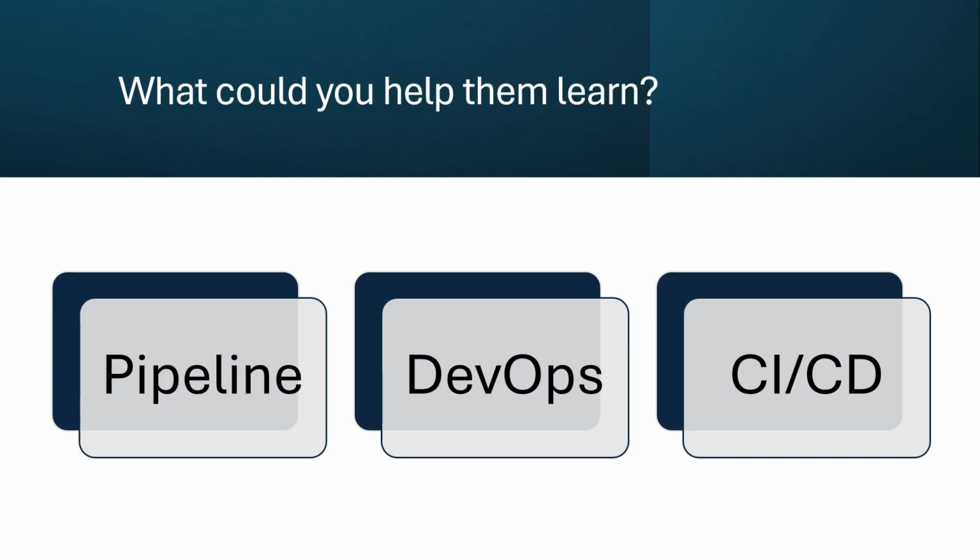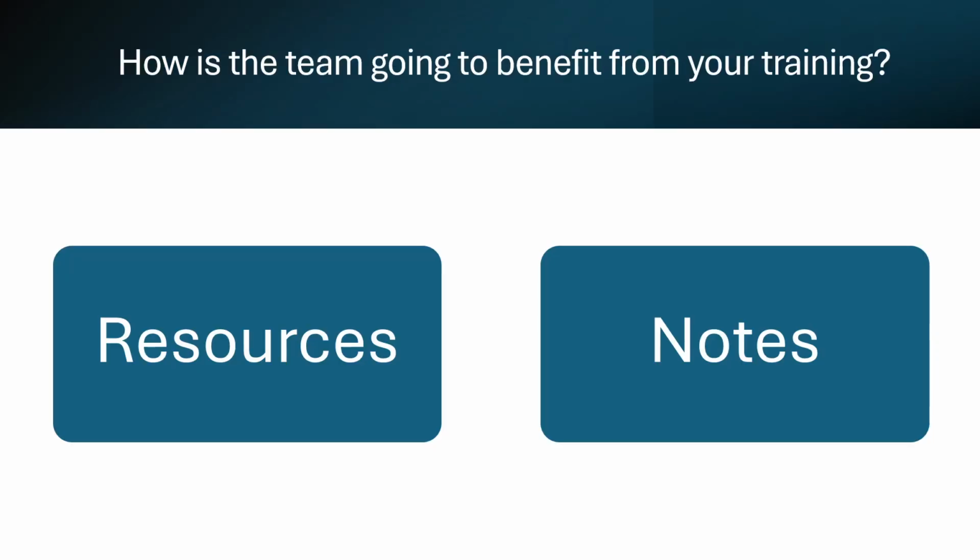CI/CD ties into DevOps and the pipeline, so it's ensuring that we have continuous integration, which is running automated tests and making sure that everything is working properly, in a way that we're able to merge to main or to a shared branch more often, and continuous delivery or deployment, which is being able to ship a product out to customers as often as possible so we can get feedback and quickly resolve issues.